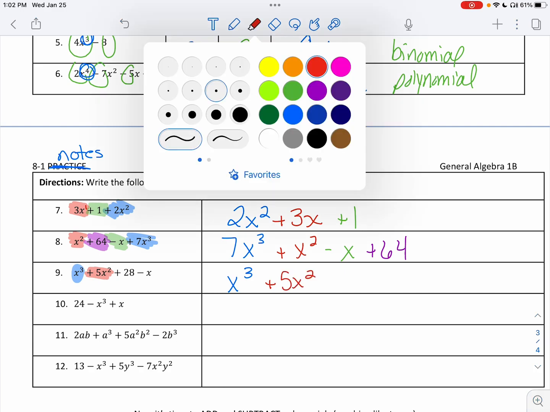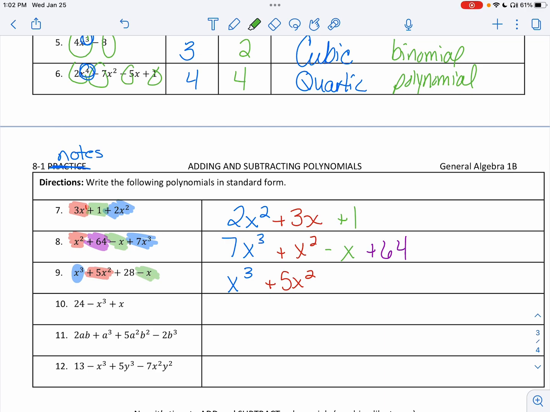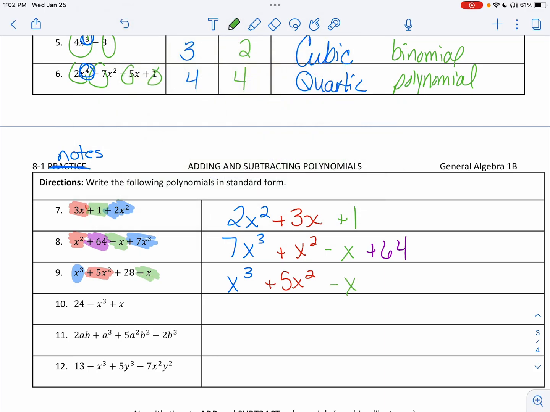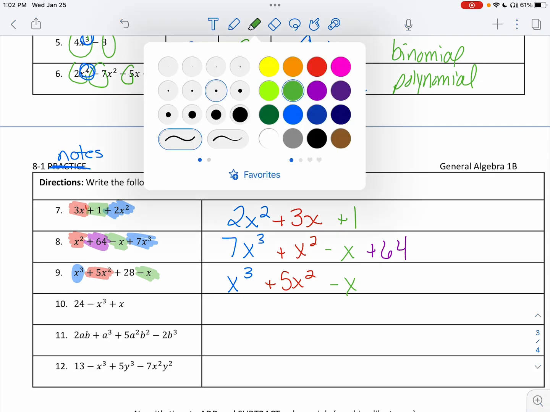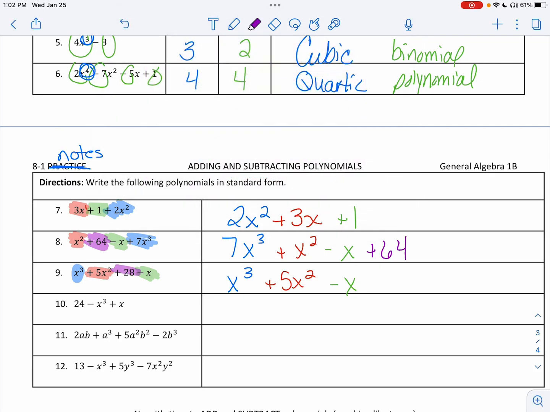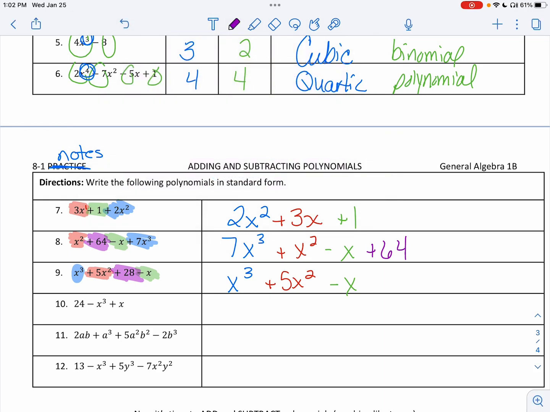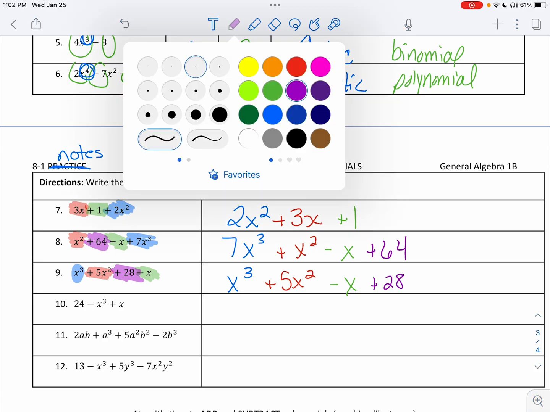Now I'm going to move to green just to stay consistent. I have this variable with an exponent of 1, so minus x. And then last but certainly not least, in purple, I have my constant. The variable on it would be at 0 power because it has no variable, so it would be a power of 0 on there. There you go. Now for the next one.